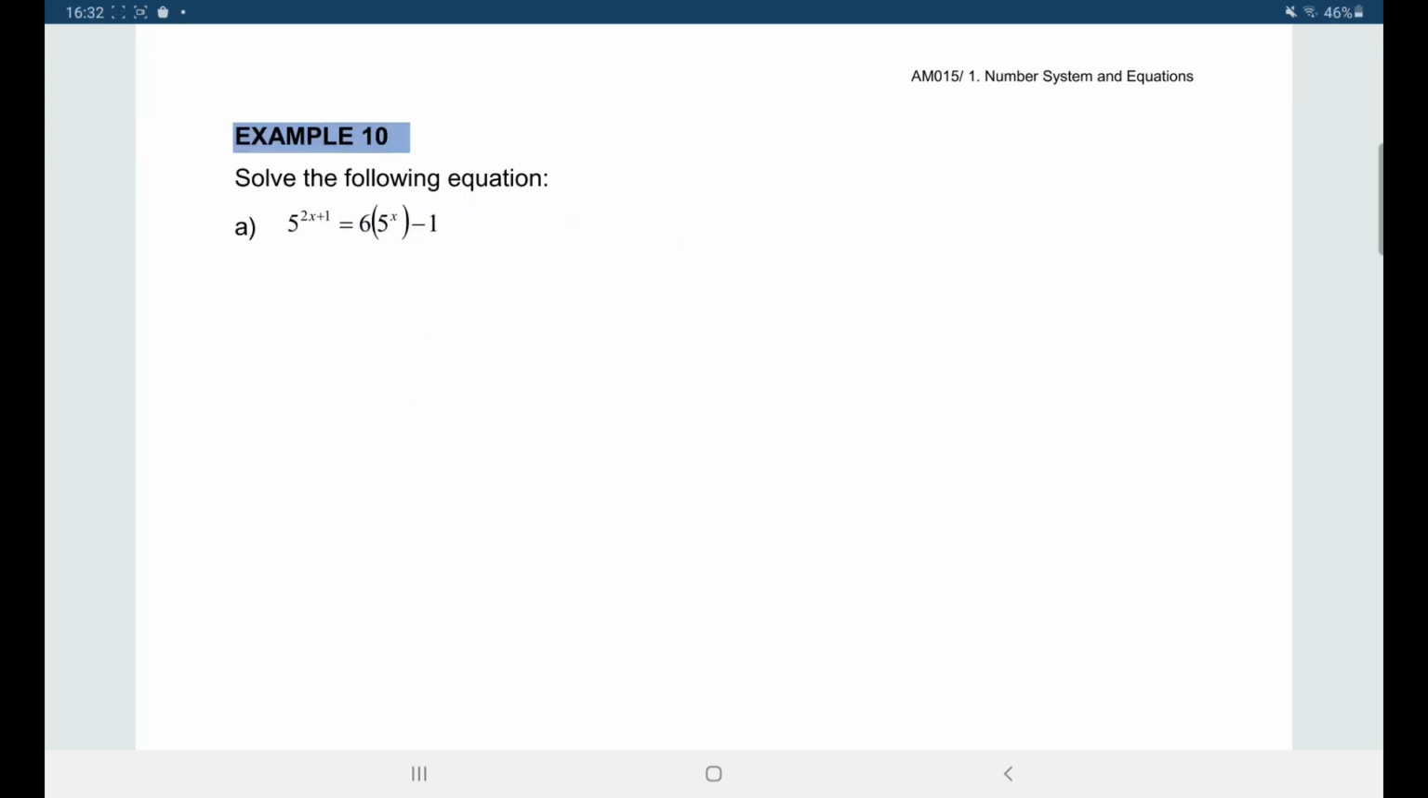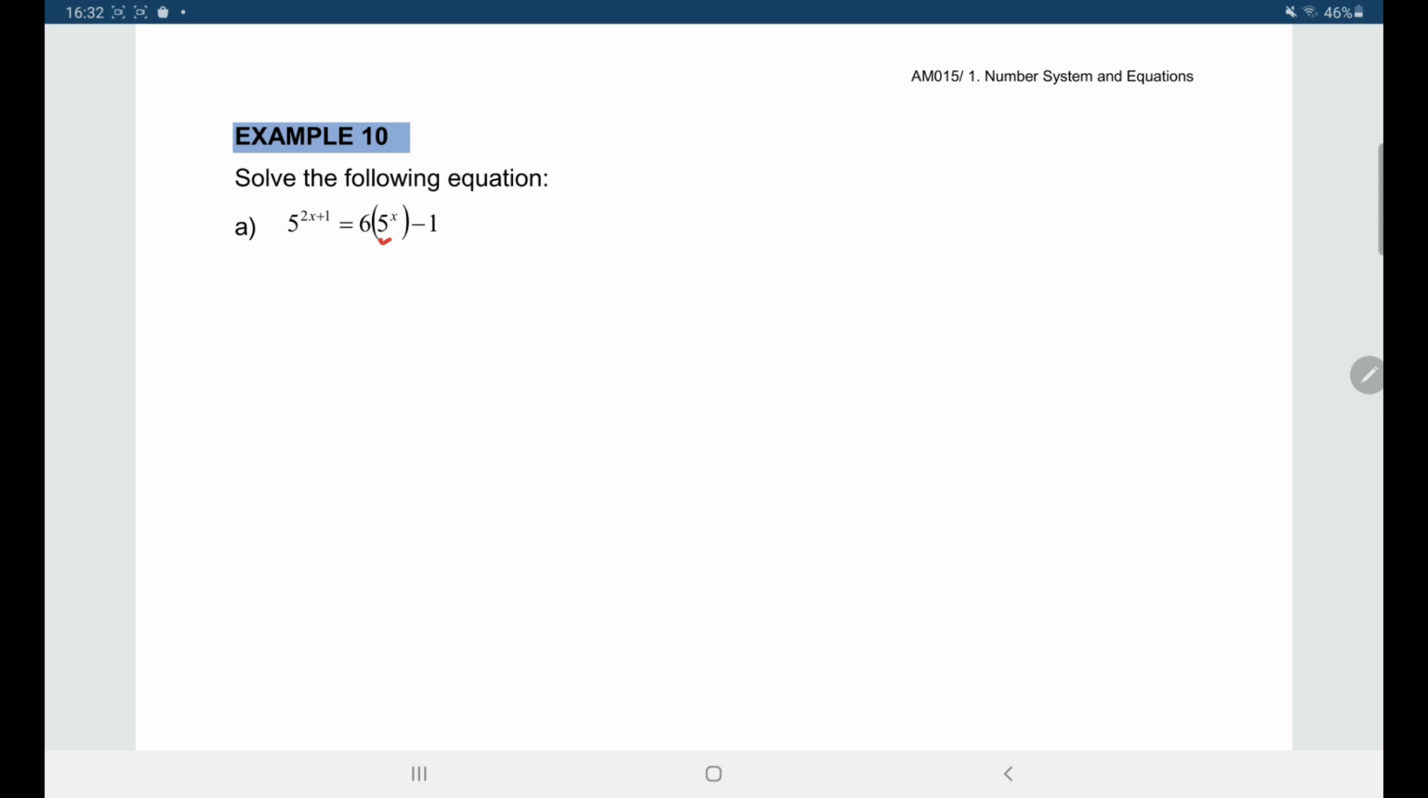Example 10. Solve the following equation. A, 5 to the power of 2x plus 1 equals to 6 times 5 to the power of x minus 1. First, we look at the question. We can see 3 terms here: 1, 2, 3. So, we use the substitution method. From the question, we look for the smallest base. The smallest base is 5 to the power of x.